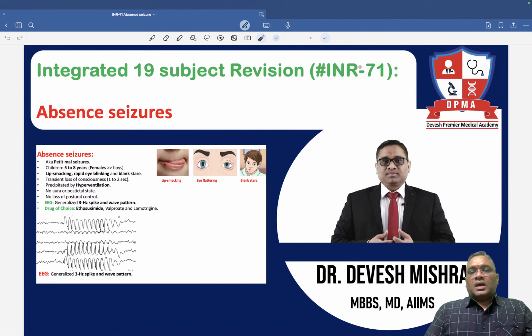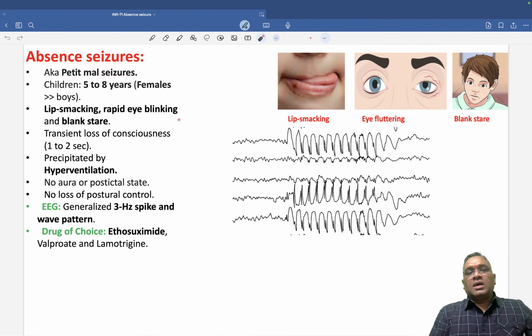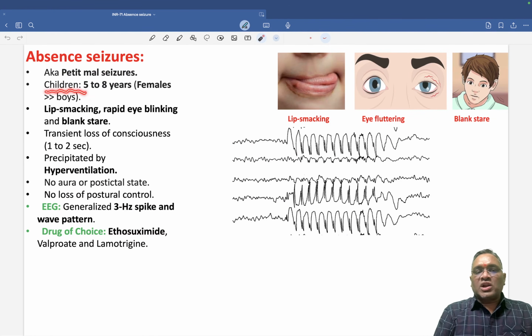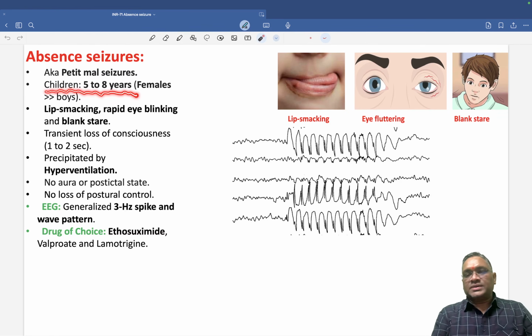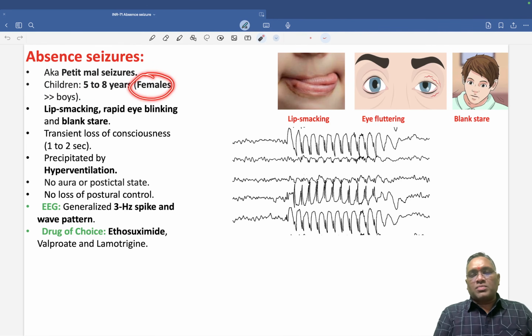Hello everyone. In this INR number 71, we are going to discuss absence seizure, another very important PYQ-based topic. So, what is important about the absence seizure? This is also known as petit mal seizure, and usually it occurs in children ranging from 5 to 8 years. And who are commonly affected? Females are more commonly affected than males, right?